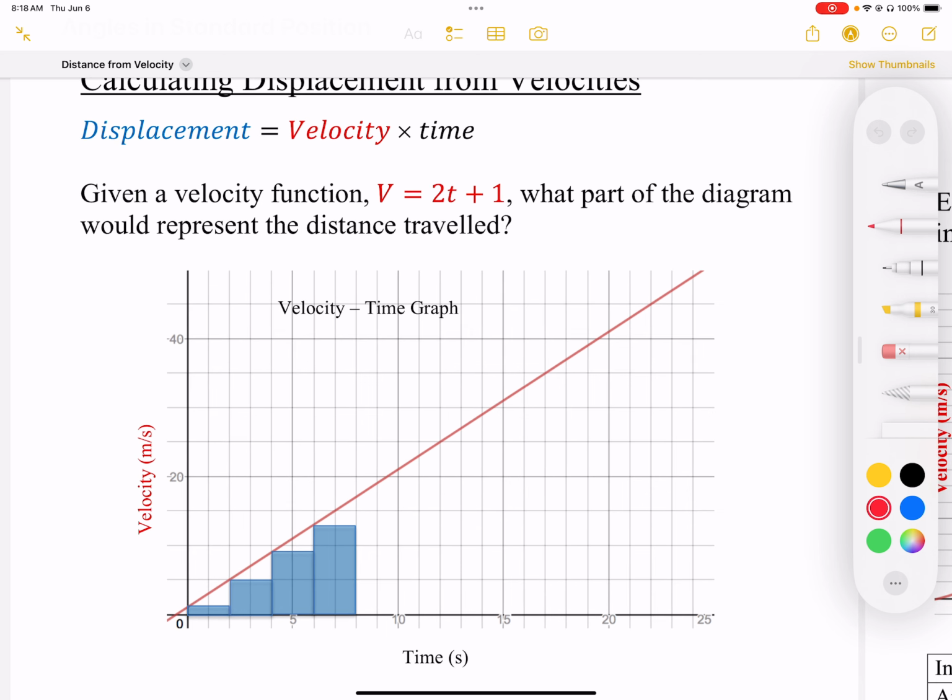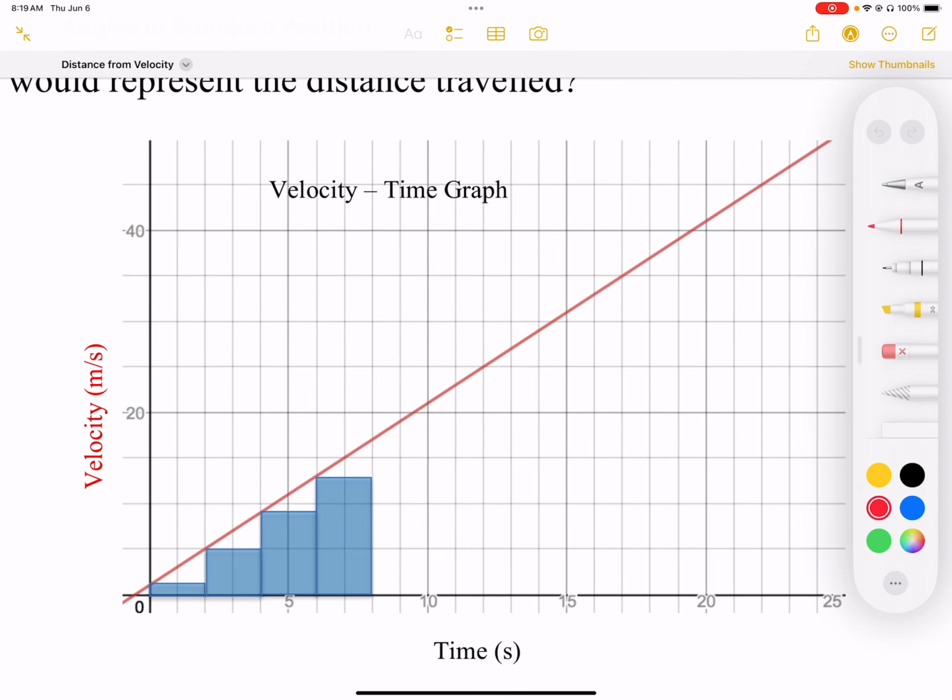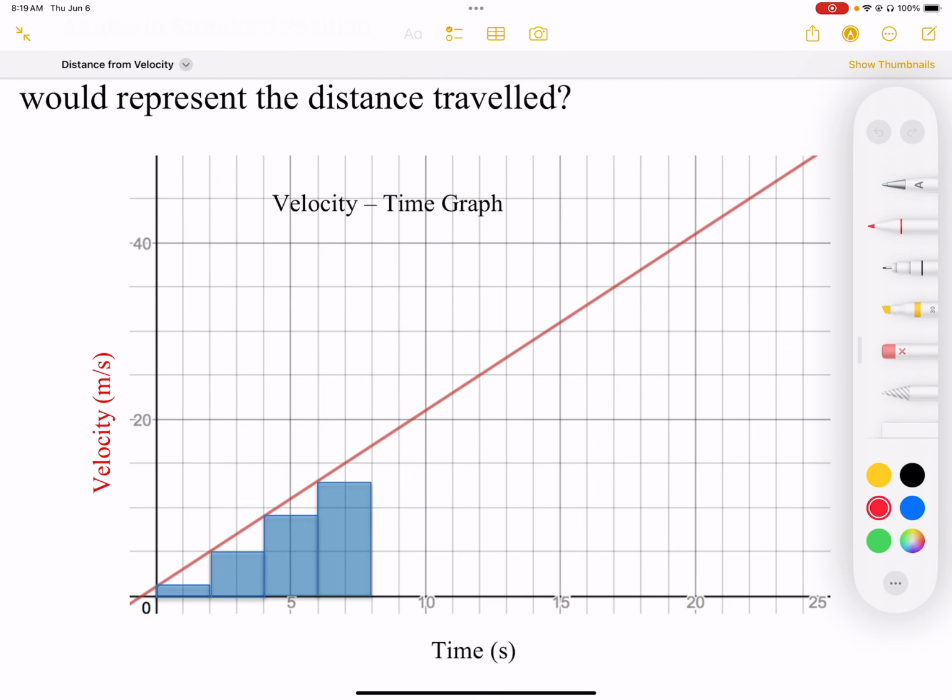So when we say that we have this velocity function v equals 2t plus 1, that represents the height of that red line. The part of the diagram that represents the distance traveled is going to be these blue rectangles. If you take a look at these blue rectangles, they have a height, which is velocity, and they have a width, which is the change in time. So each one of those rectangles must represent some displacement.